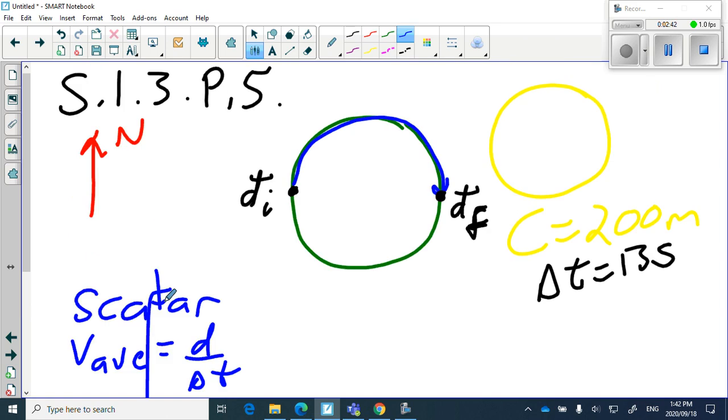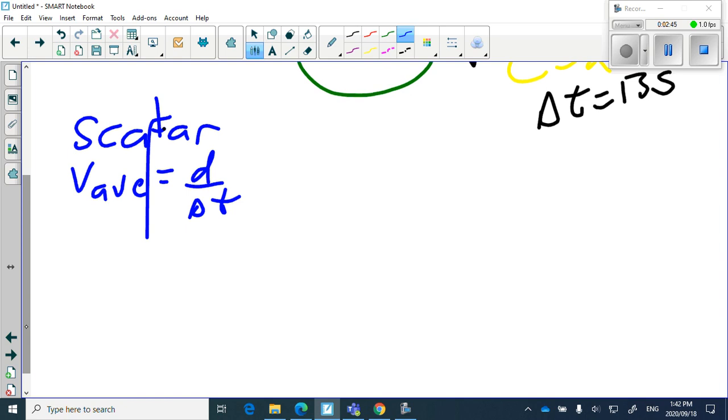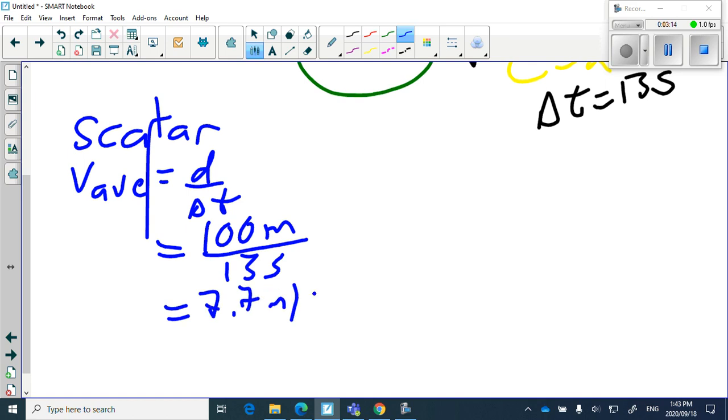Half of 200 is 100 meters. And it took 13 seconds. So we've got 100 divided by 13, and we're looking at two significant digits there, 7.7 meters per second. Okay? Now, they're also asking for average velocity.